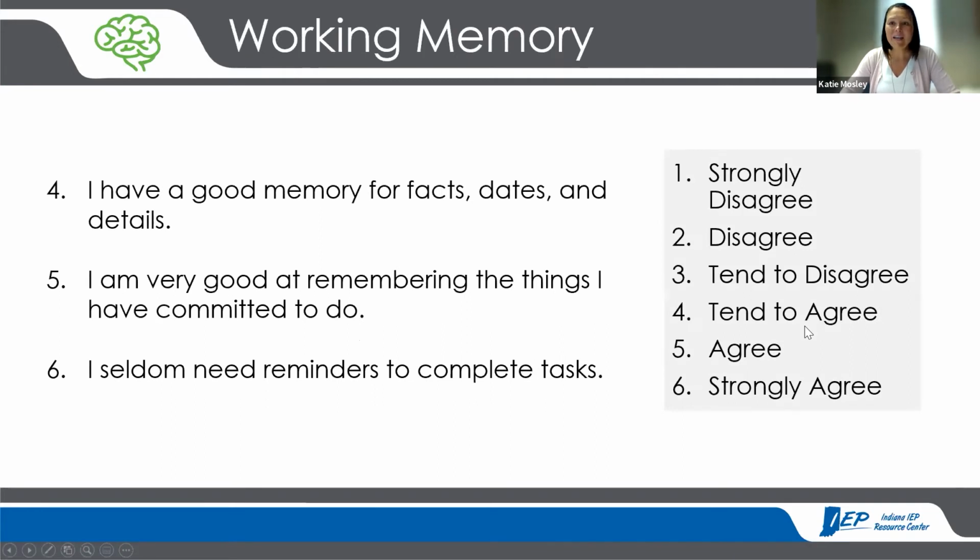So next is working memory. So these are going to be statements 4 through 6. Again, it's the same scale. It'll be the same scale throughout each of these. Number 4, I have a good memory for facts, dates, and details. Strongly disagree is a 1, disagree 2, tend to disagree 3, tend to agree 4, agree 5, strongly agree 6.